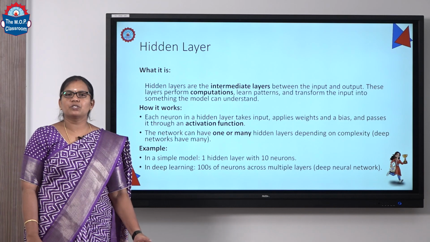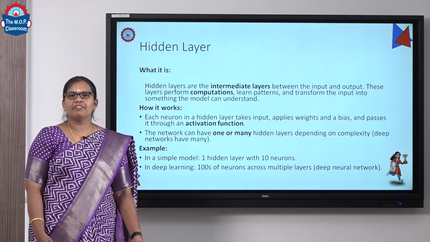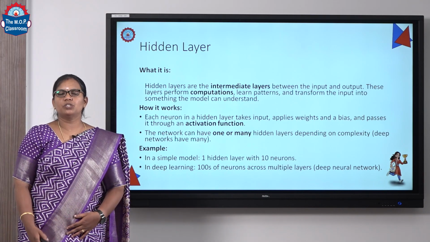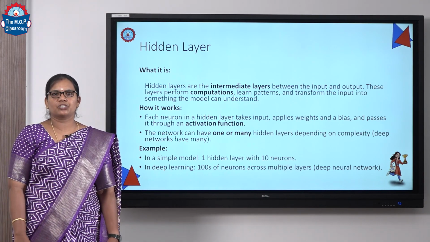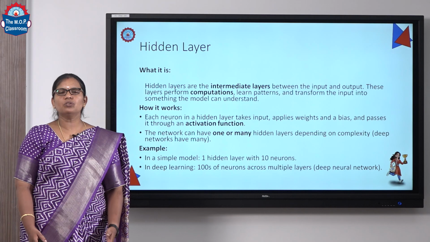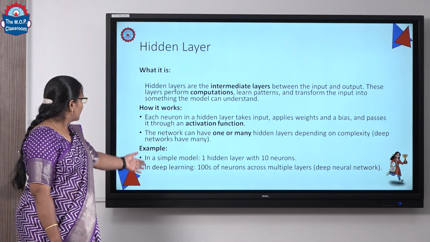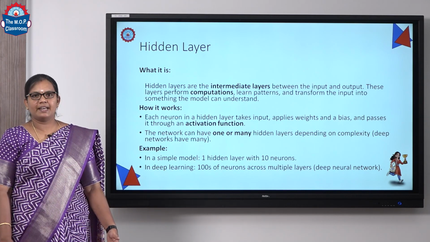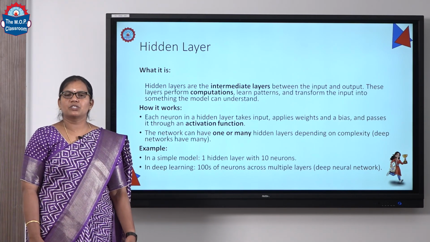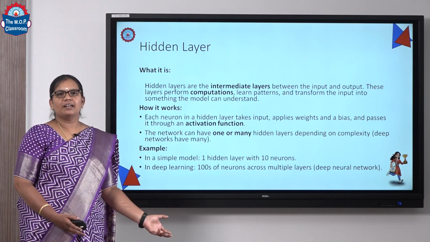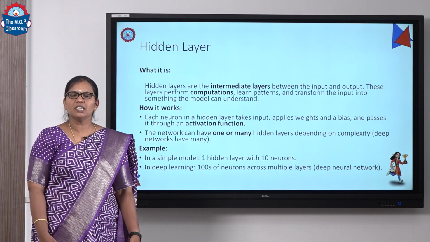What is the purpose of activation function? Activation function is used to convert the input into a non-linear transformation. It makes the system learn complex data. So, for example, if we are handling one hidden layer, we can use 10 neurons, and in deep learning we are handling 100 neurons in the hidden layer.